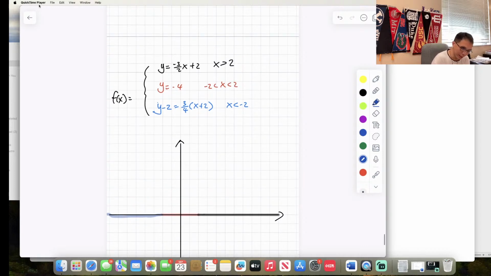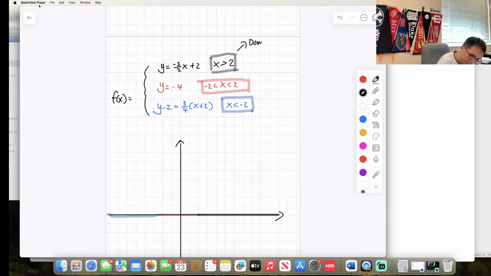Now, what is this called? This is called a domain restriction. So all this and all this are called domain restriction.